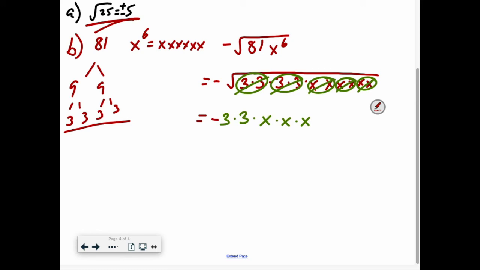Last step, I'm just going to simplify everything together. Well, the negative, 3 times 3 is 9, and I have 3 x's, so x to the 3rd power. And this would be my simplified form. Totally works. So, let's take a look at the next one, at C.